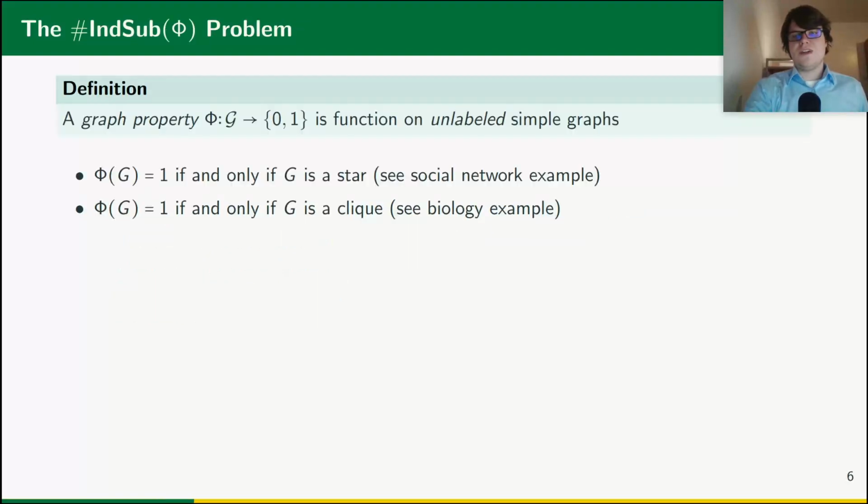So let me quickly introduce this problem on a formal level. In this setting, we are given a graph property, which is simply a function on unlabeled simple graphs. And this basically just says if something is a valid pattern or not. So for example, if we use the graph property of being a star, then we basically end up with our first example in social networks. And if we use the graph property of being a clique, then we get our second example from biology.